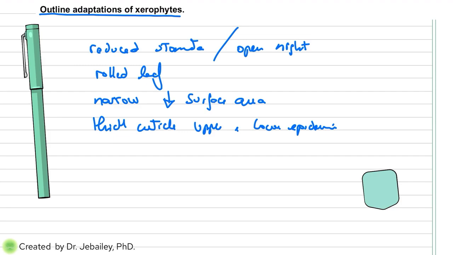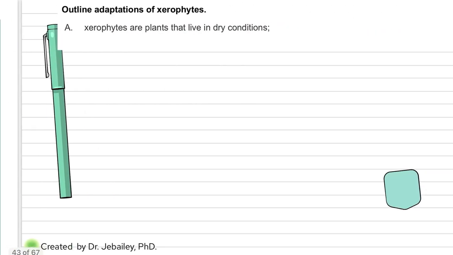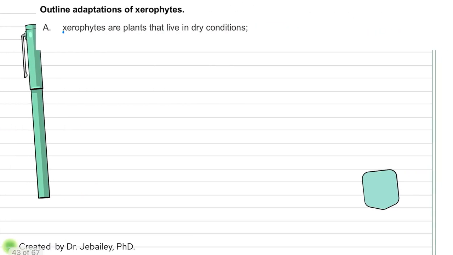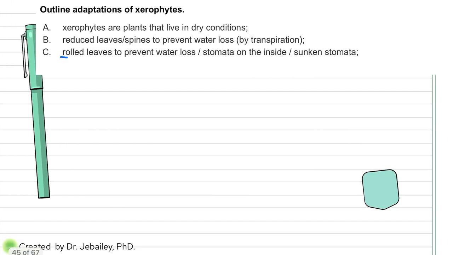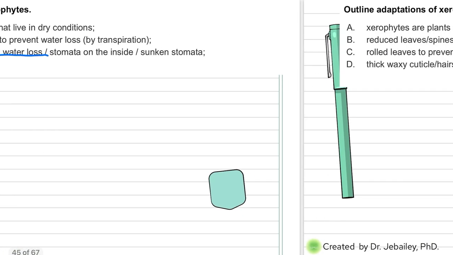Some don't even have leaves at all, so they don't usually have water loss. Also, they have very long roots because these roots try to absorb as much water as they can from the sand that doesn't have much water. So let's see here. These xerophytes are plants that live in dry conditions. So yes, I forgot to mention the obvious: xerophytes are found in the desert. Reduced leaves and spines to prevent water loss, as mentioned. Rolled leaves to prevent water loss.